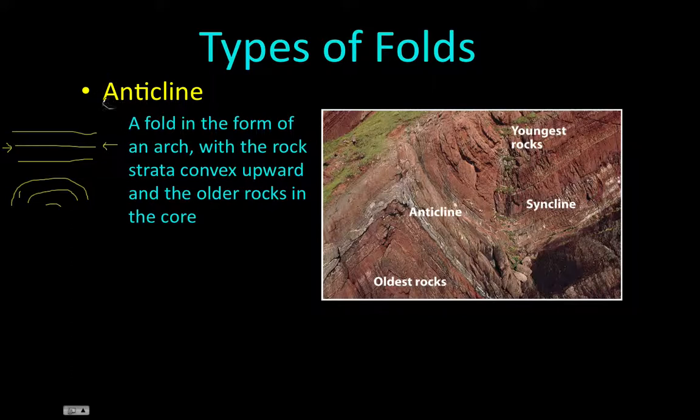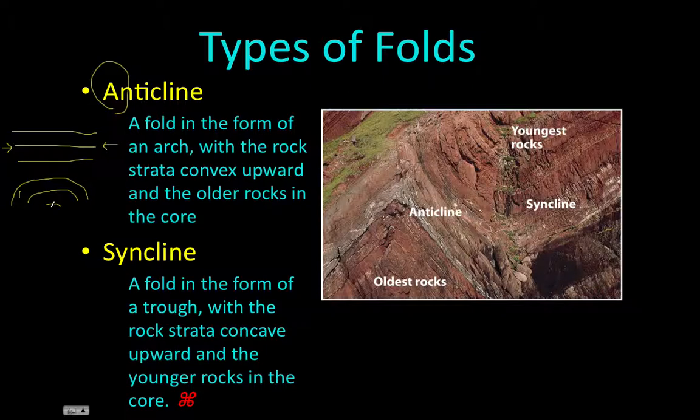You might have heard in the narration from the other fellow giving the lecture that it is shaped like an A. Now this also says the older rocks are in the core. Because of the folding, the older rock layers, which would be lower down, are at the center of the fold. Now the second type of fold is called a syncline.